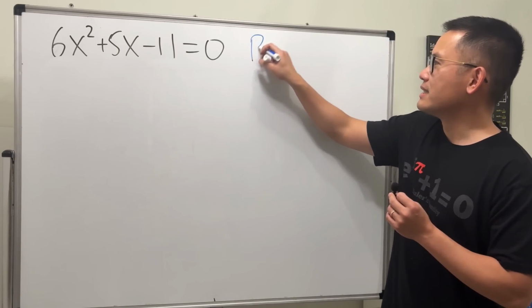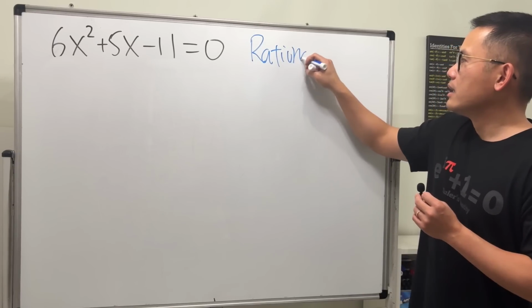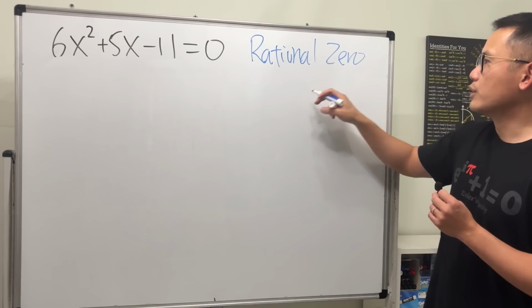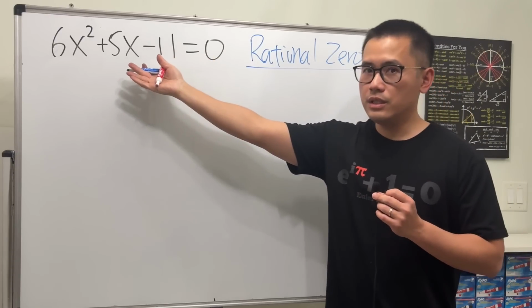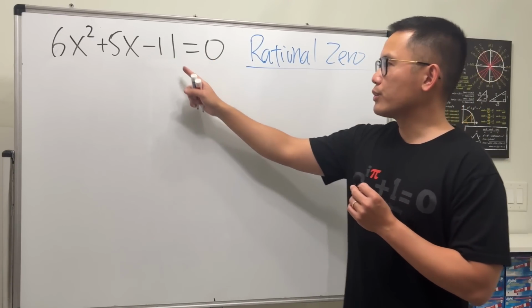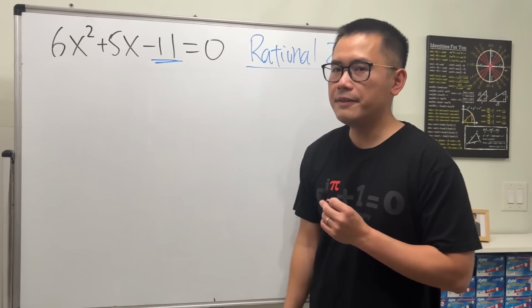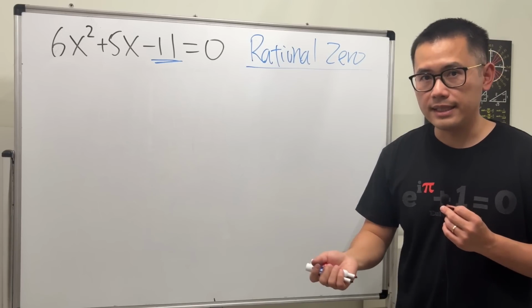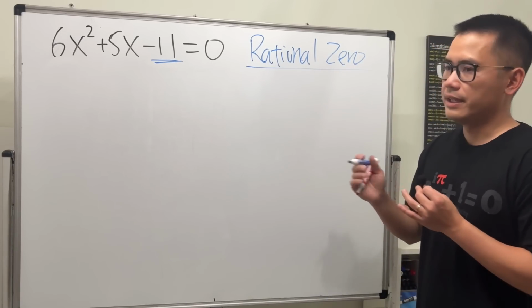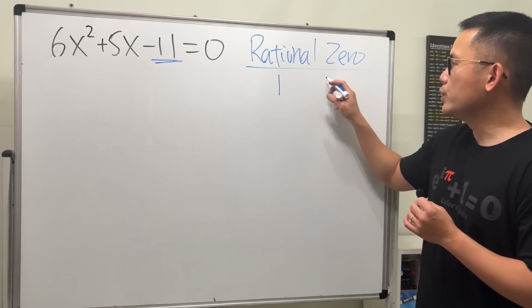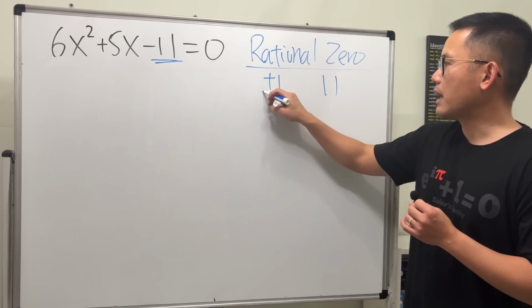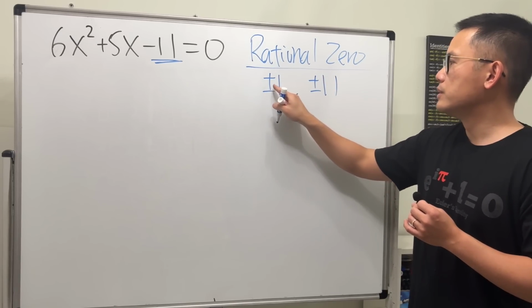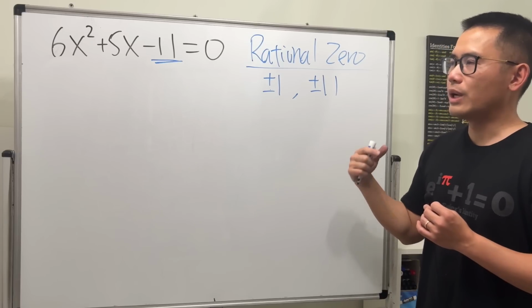So, what I mean by that is the following. Let me give you guys the possible rational zeros of this equation here. First, we are going to go to the constant term, which we have negative 11. And then we have to ask ourselves, what are the factors of negative 11? Which is just 1 and 11. But we will have to consider both the positive and also the negative version of them. So these are the 4 things that we have to try.